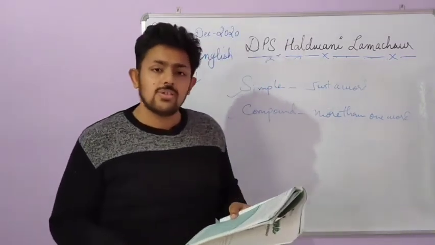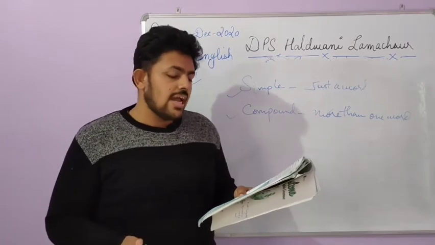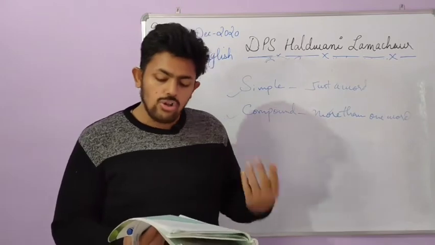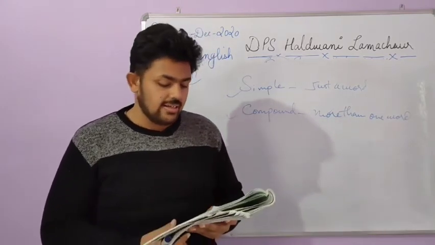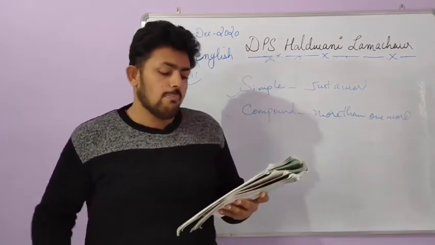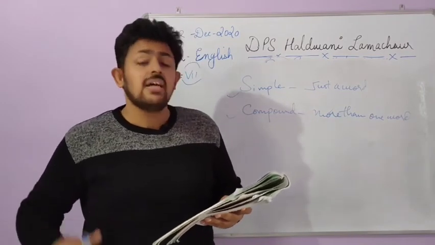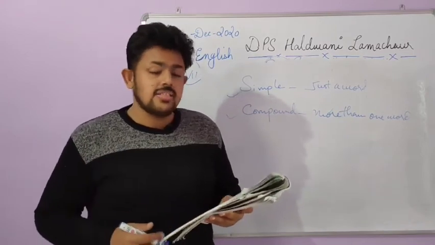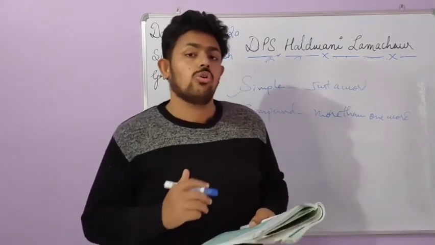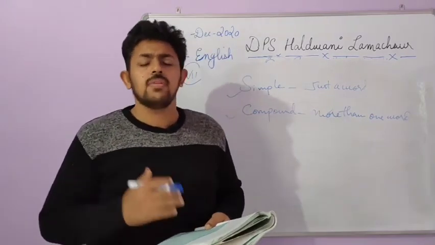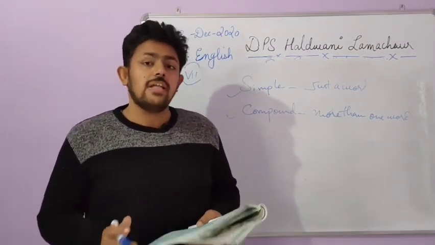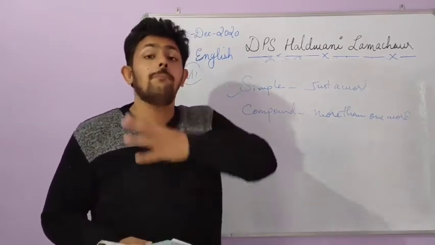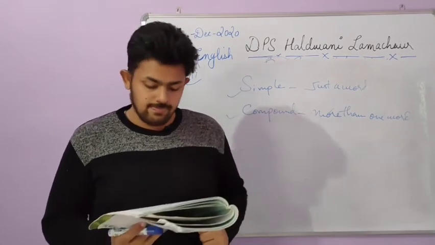On is used for days of the week and festivals, like on Monday, on Saturday, on Diwali, on Dussehra, on my birthday. In is used for months, seasons, time of the day, year, and after a period of time. See, in October, we don't say on October, we say on Monday in October. When the specific day is there, when small things are there, we use on. When big things are there, we use in.